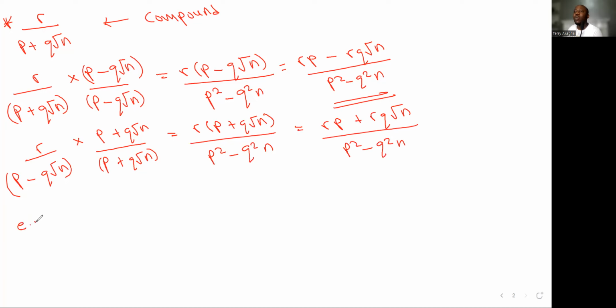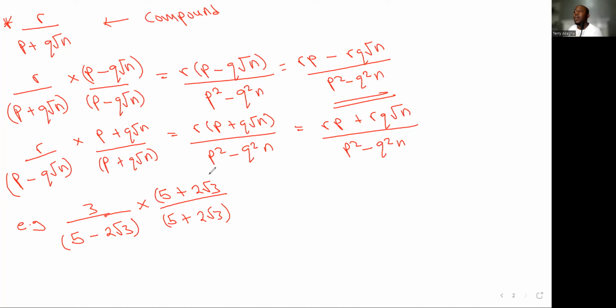So for example, if we have 3 divided by 5 minus 2 root 3, in order to do this we have to multiply the top and bottom by the conjugate of the denominator, and that will give us 5 plus 2 root 3 divided by 5 plus 2 root 3. Is that okay?